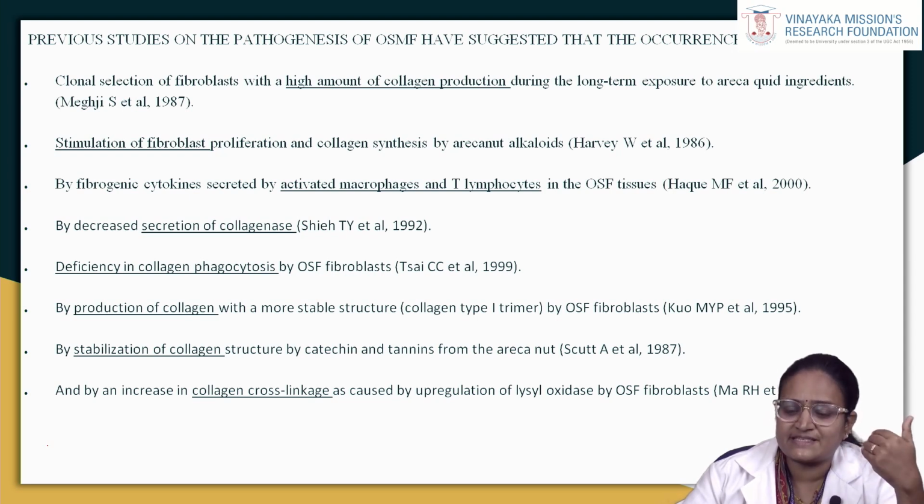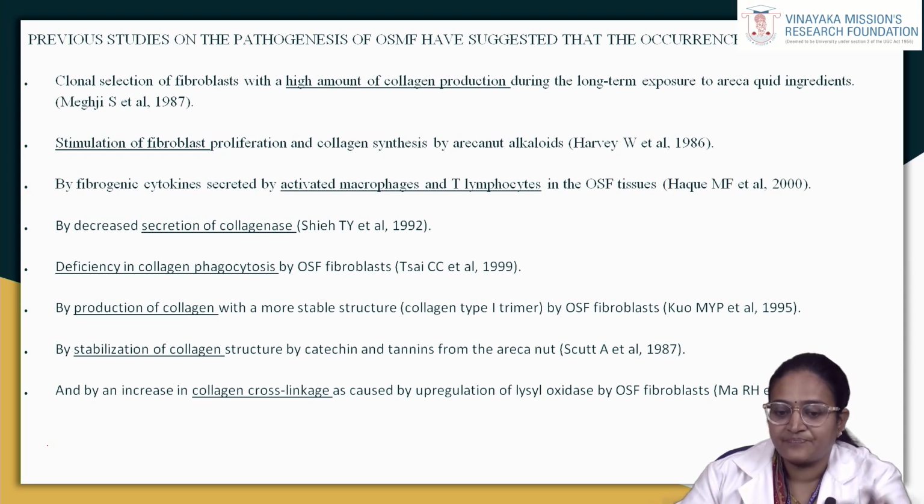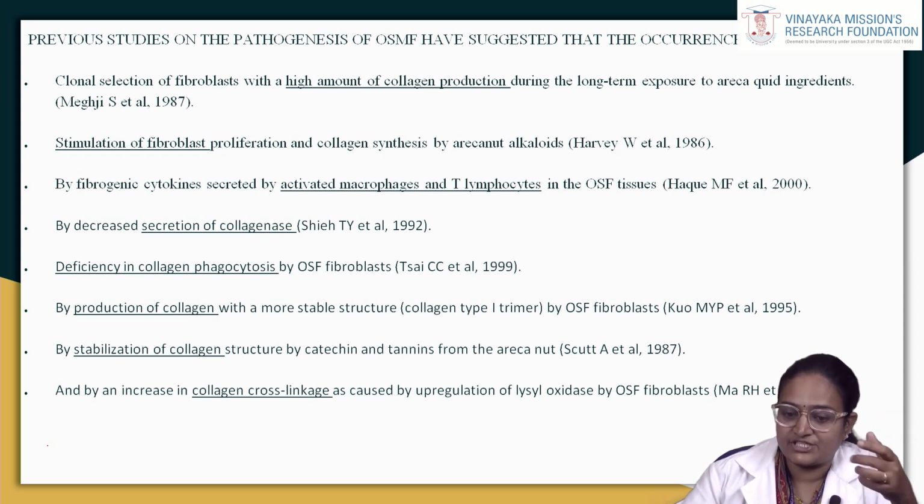The inflammatory cells start releasing cytokines like TGF beta, which further stimulate fibrosis. Lysyl oxidase is activated and cross-linking of collagen increases. As a result, collagen becomes resistant to degradation. Eventually thick fibrous bands develop beneath the oral mucosa. These bands reduce elasticity and can restrict mouth opening.